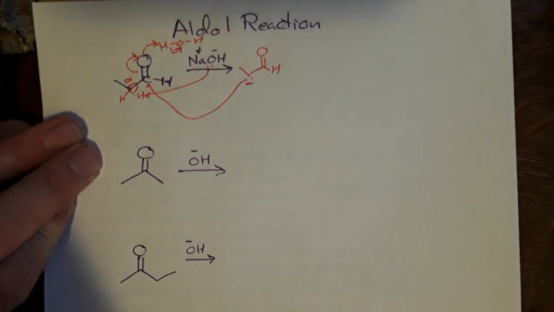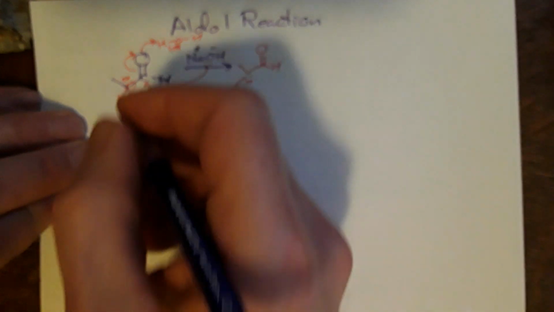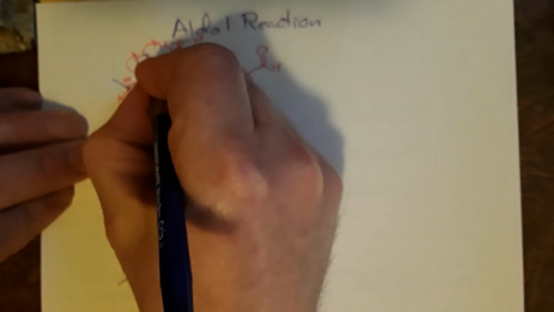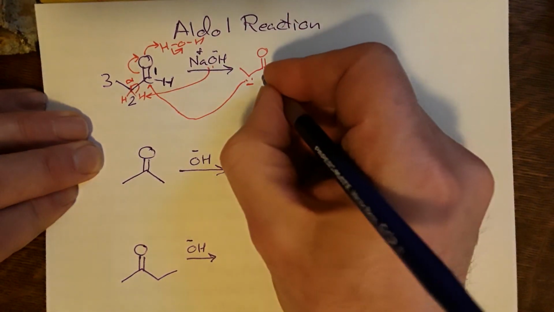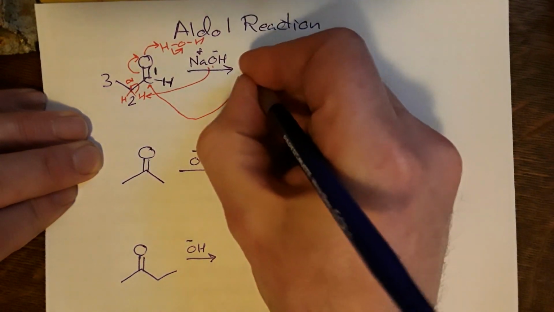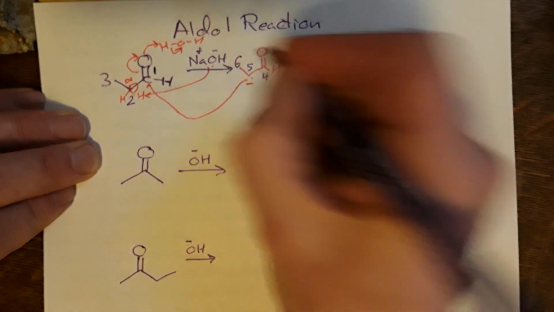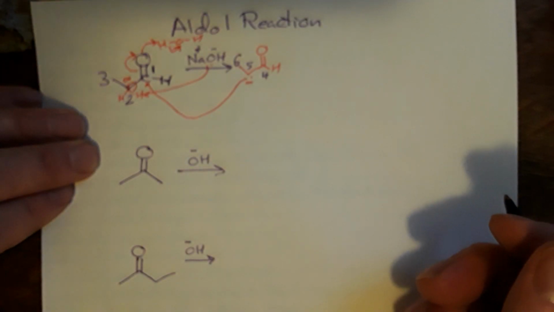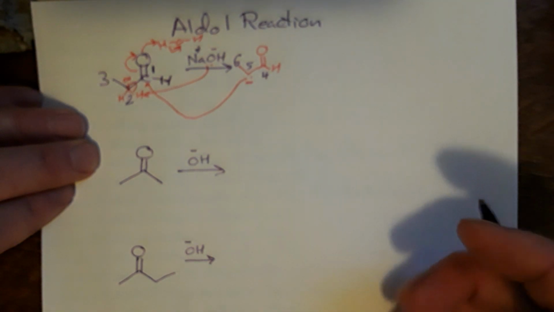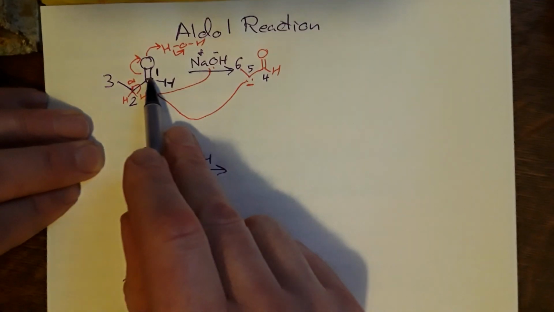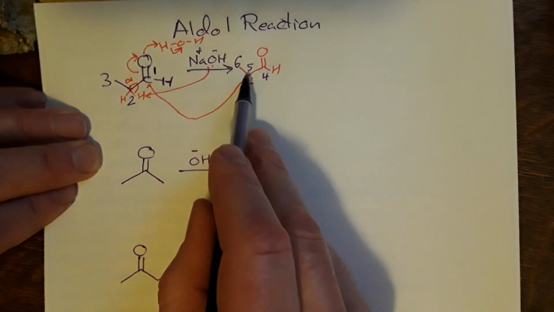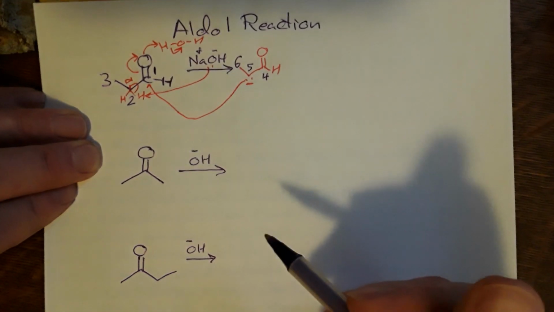If we are doing this, here's our original molecule. Let's number the carbons: 1, 2, 3. And then let's number the carbons in our enolate: 4, 5, 6. So our final product is going to have 6 carbons, and which 2 carbons are going to be stuck together? 5 is forming a bond to 1. And so in our product that we draw, we need to have 5 bonding to 1.